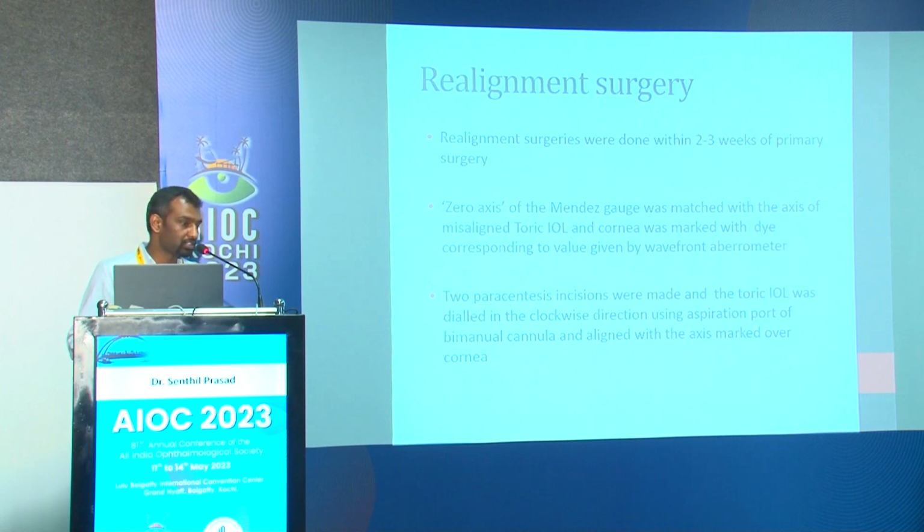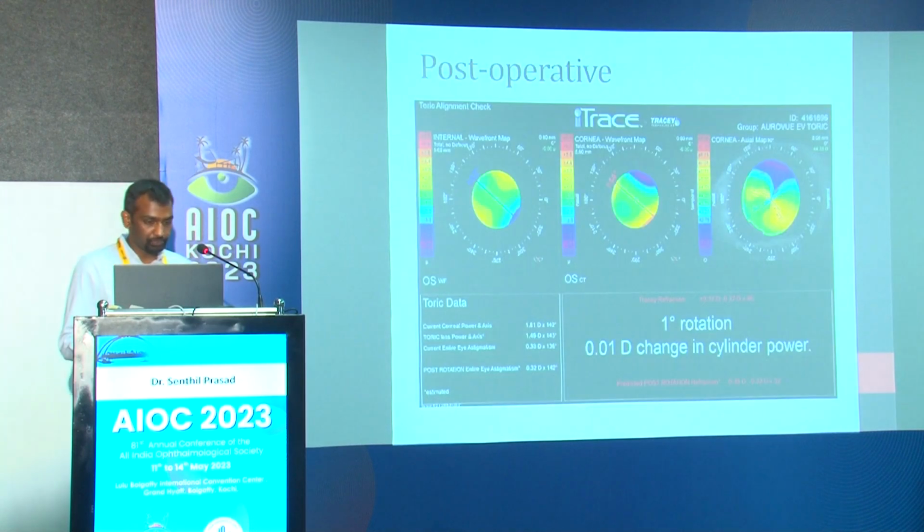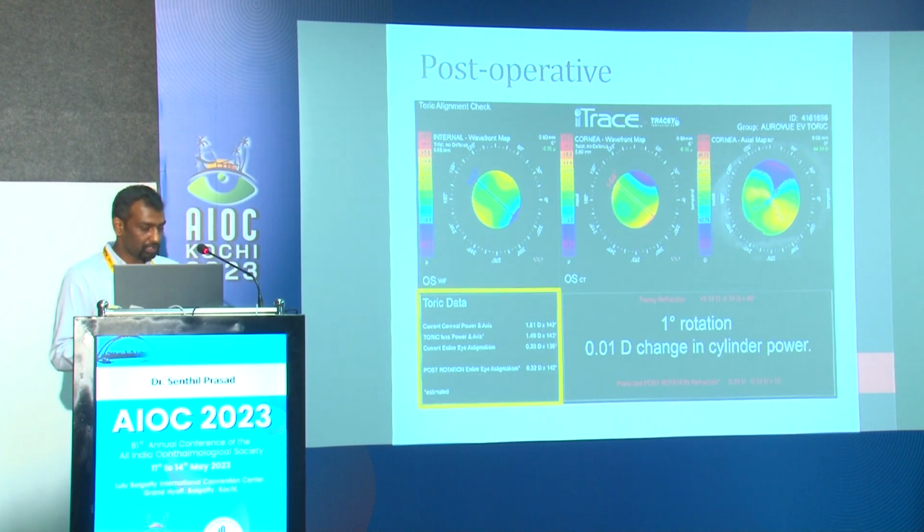Then 2 paracenteses were made, and using a bimanual irrigation aspiration cannula, with irrigation mode on, the aspiration cannula was used to dial the toric IOL and align it with the marks on the cornea. This is an example where, post realignment surgery, we took the wavefront aberrometer data.